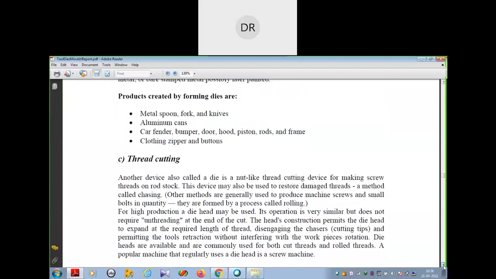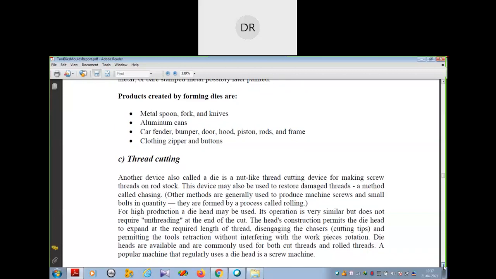So what are the products that can be produced using forming dies? Metal spoons, forks, knives can be produced by forming dies. Then aluminum cans. Then we have car fender, bumper, door, hood, piston. That means everything required for a car. Then clothing zippers, buttons, everything can be made using these forming dies.